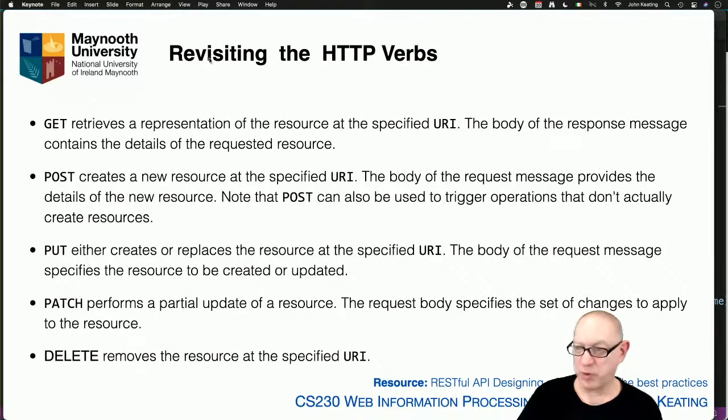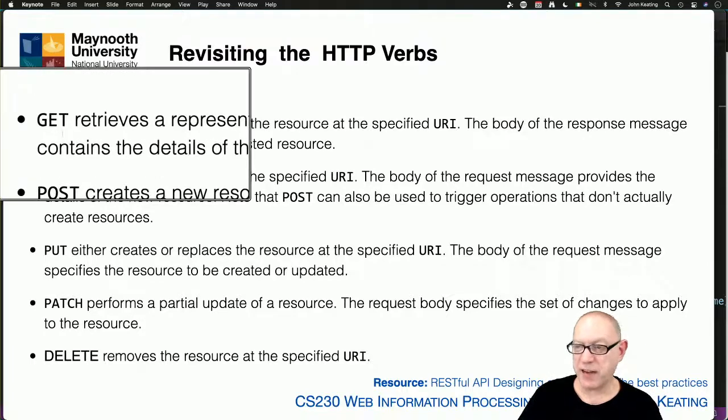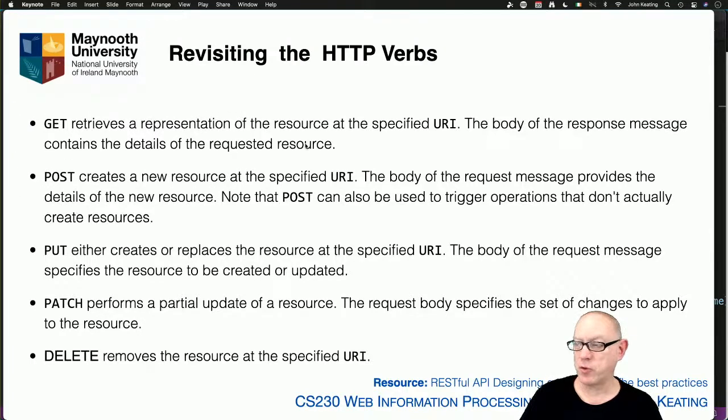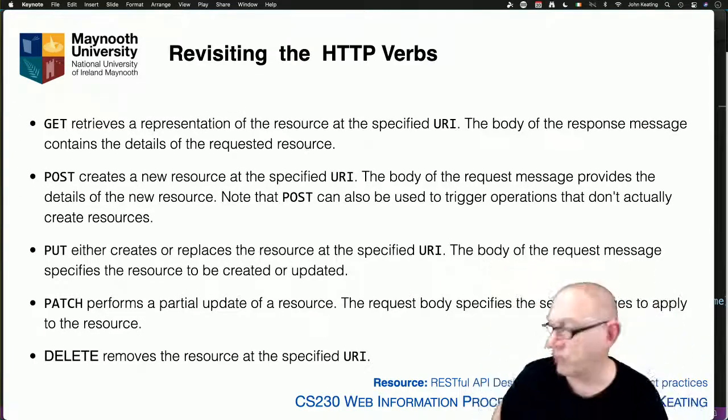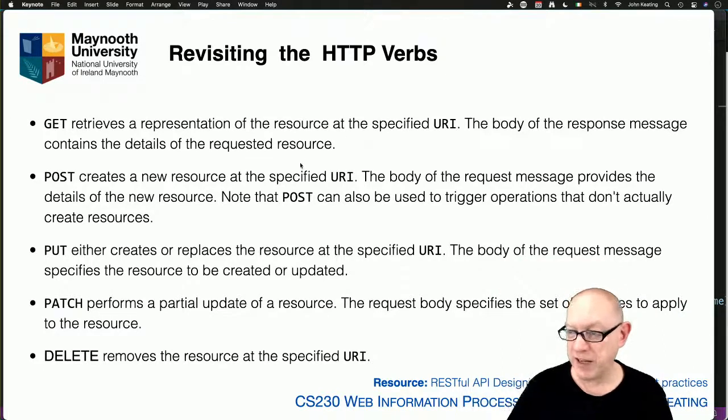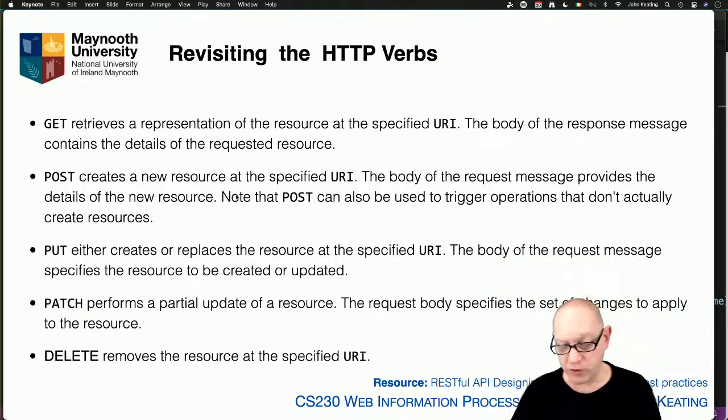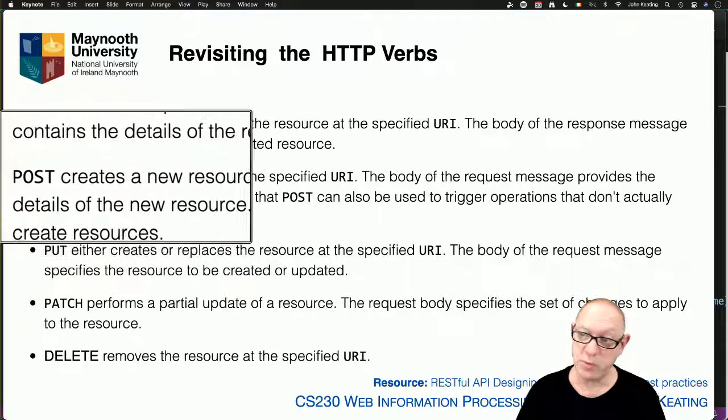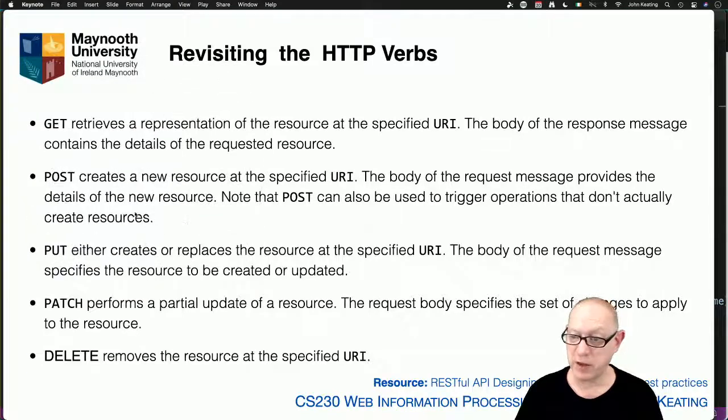So let's revisit the HTTP verbs. GET: we want to use GET to retrieve a representation of a resource at a specified URL or URI, and the body of the response message contains the details of the requested resource. POST then creates a new resource. POST can be used to trigger operations that don't actually create resources as well.